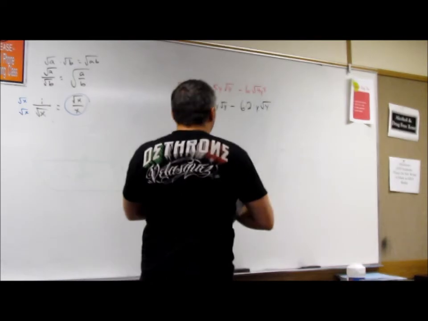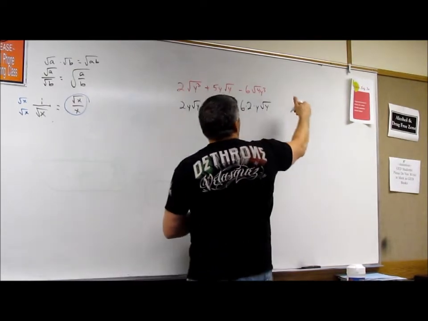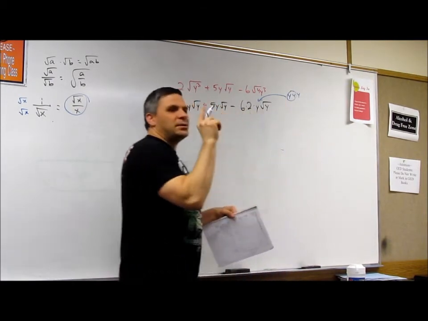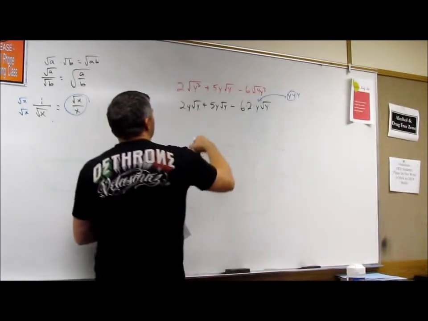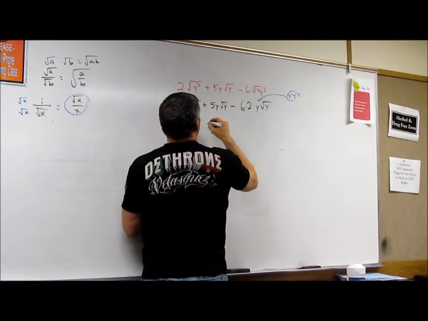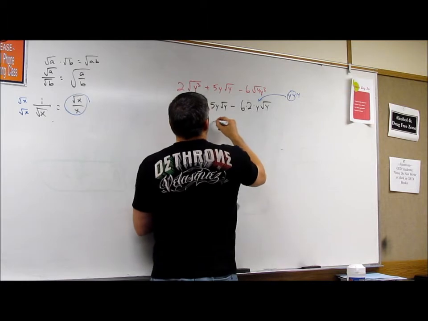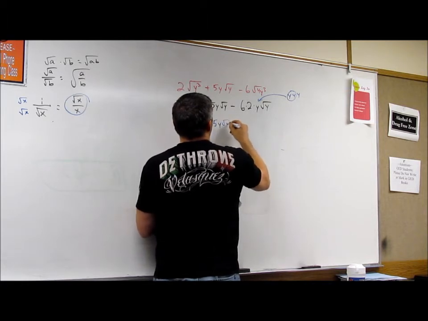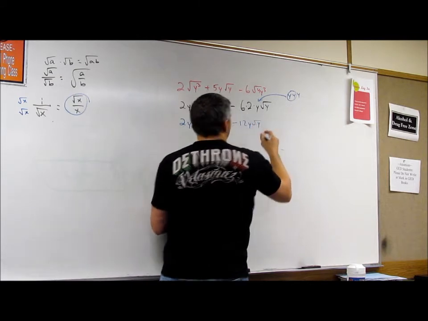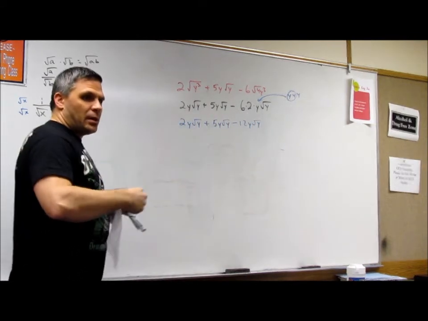So would it be y squared? No, because it's 2 for 1. Okay, so then we have 2y square root y plus 5y square root y minus 12y square root y. Does that make sense? Okay.